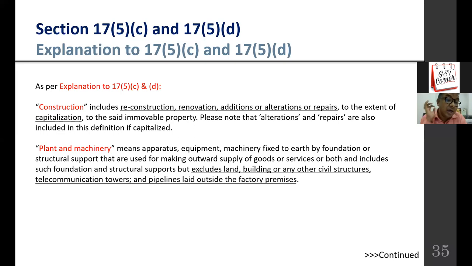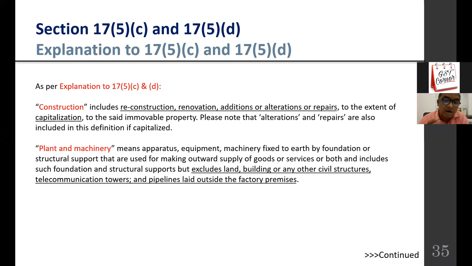Next, plant and machinery has been defined as apparatus, equipment, machinery fixed to earth by foundation or structural support that are used for making outward supply of goods or services or both. And here you need to understand that this plant and machinery is used for making outward supply of goods or services. In many places it has been discussed that a lift is a plant and machinery, but since it is not used for making the outward supply of goods or services or both, it is not a part of the exception in 17.5c or d, and that's why you cannot avail the ITC.